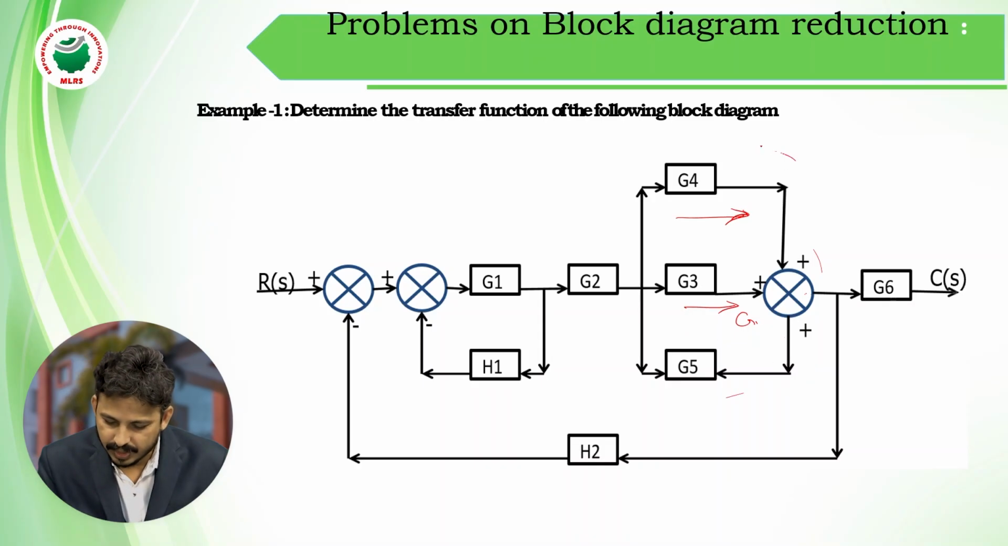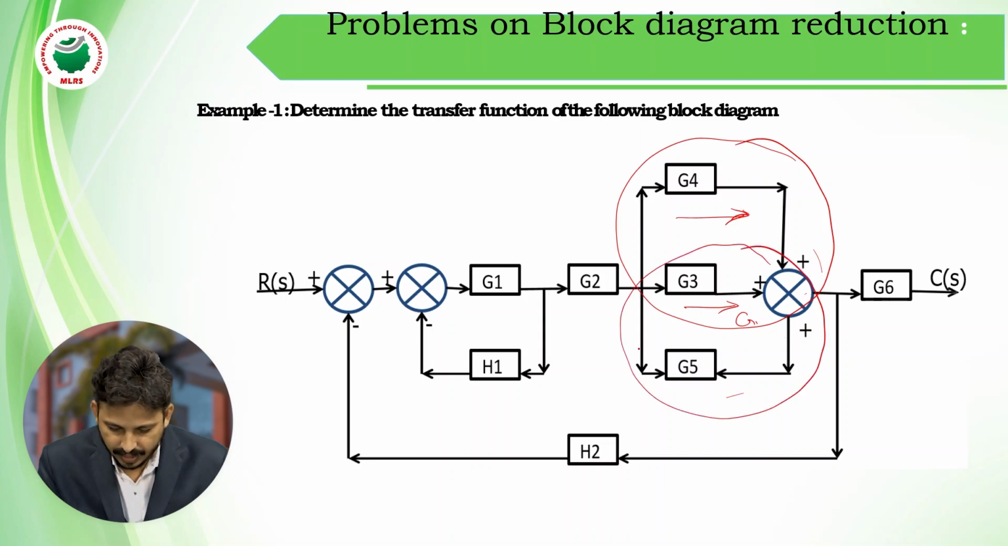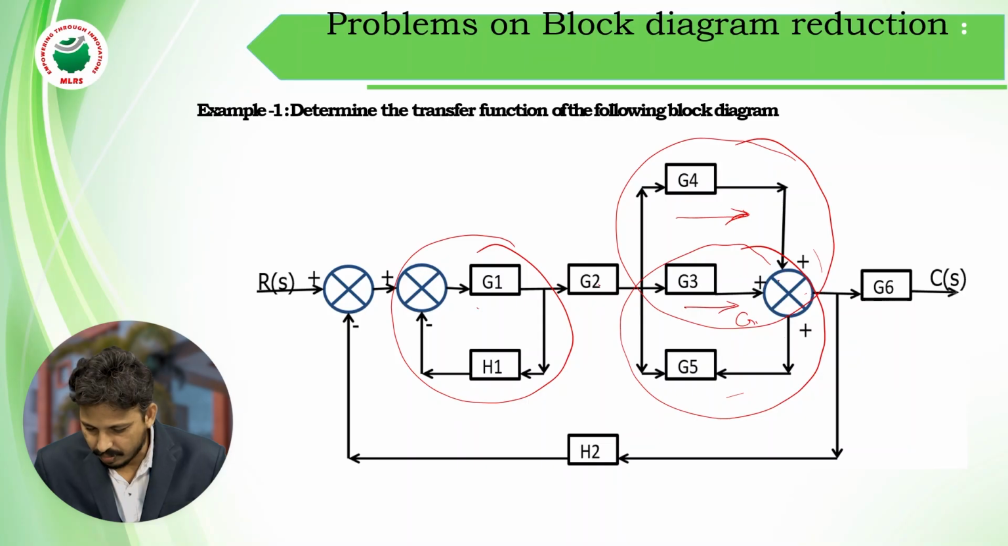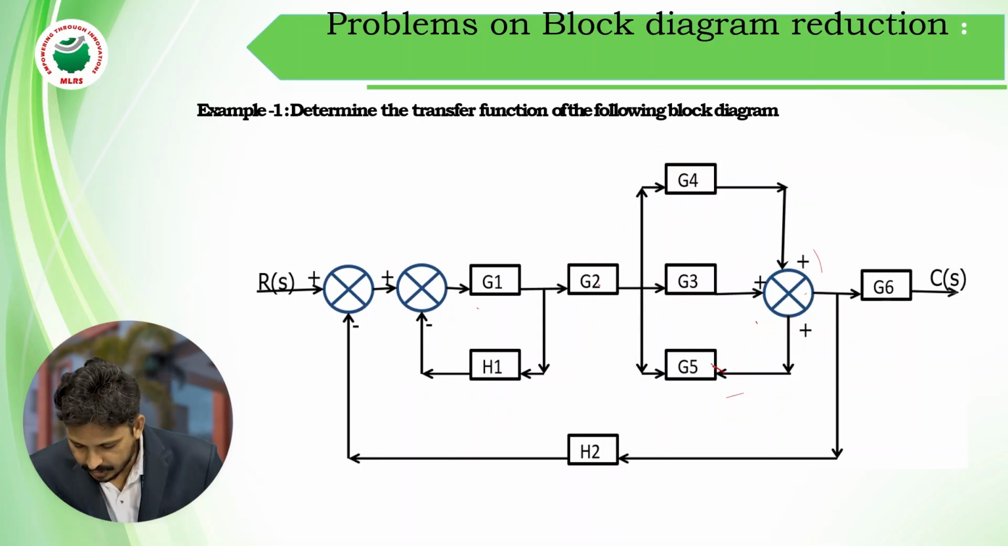So I have to apply the summing point reduction technique for this, and then I have to apply the feedback reduction for this. And this is also one feedback network. And after that, this G2 block and this overall block are connected in cascade. So I have to apply three rules here. Actually, this arrow direction is like this. So all the three signals are entering into a summing point.